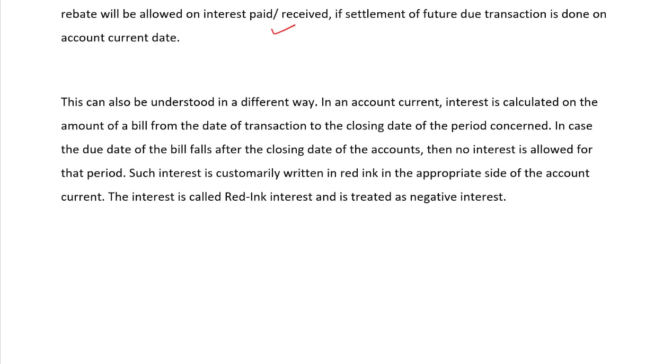This can also be understood in a different way. In an account current, interest is calculated on the amount of the bill from the date of transaction to the closing date of the period. In case the due date of the bill falls after the closing date of the account, then no interest is allowed for that period. Such interest is customarily written in red ink on the appropriate side of the account current. The interest is called red ink interest and treated as negative interest.